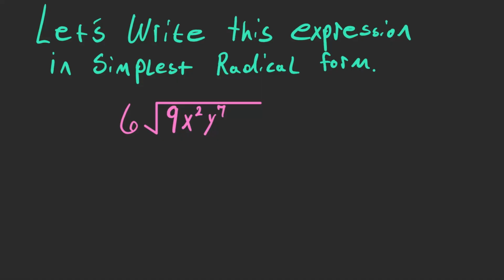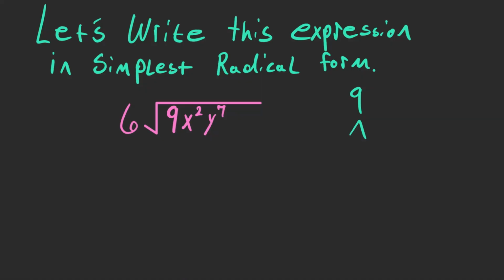So there's a couple things that we have to do here. The first thing is we need to simplify everything that is under the radical. So I'm going to start with the number. Over here off to the side, I'm going to start by writing the number 9, and we need to break down 9 into its prime factors.